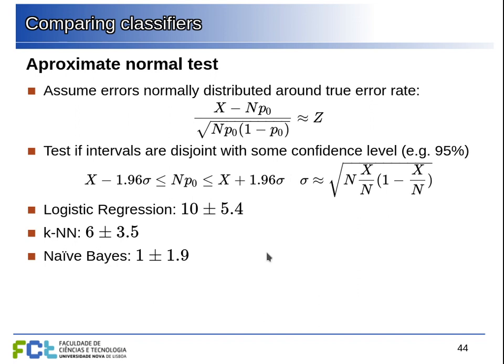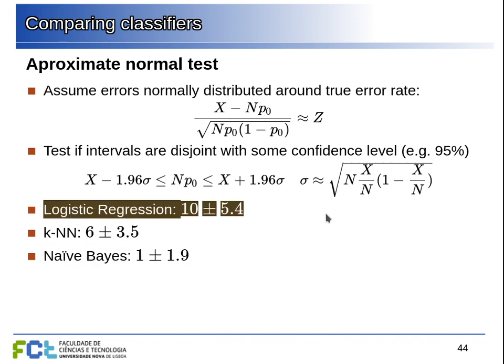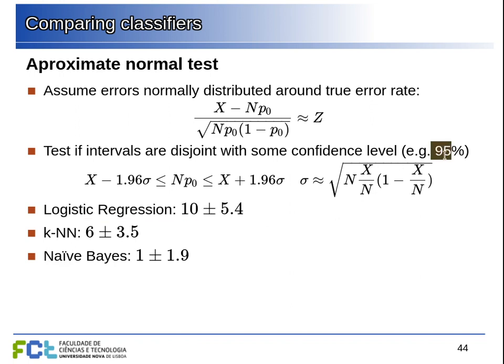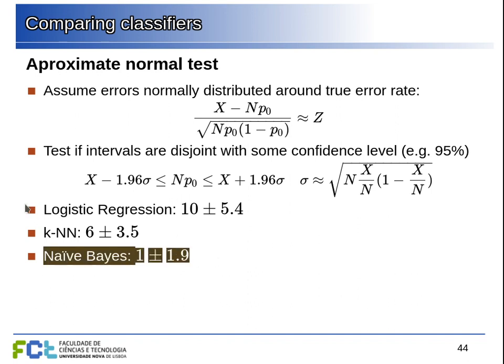So one thing that we can see here is that clearly naive Bayes and logistic regression must be different in their performance, because with this confidence, these intervals do not intersect. So we can say with 95% confidence that in this particular case, naive Bayes is better than the logistic regression we did there.